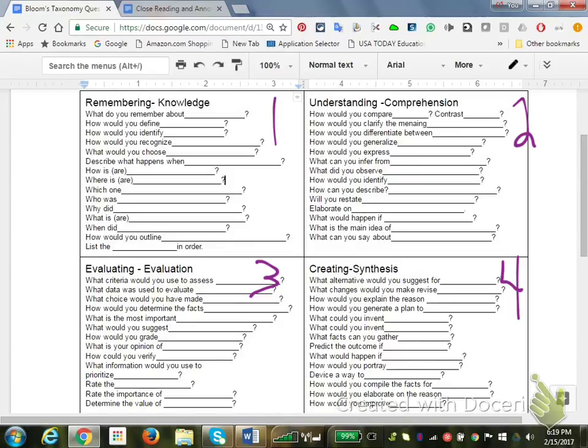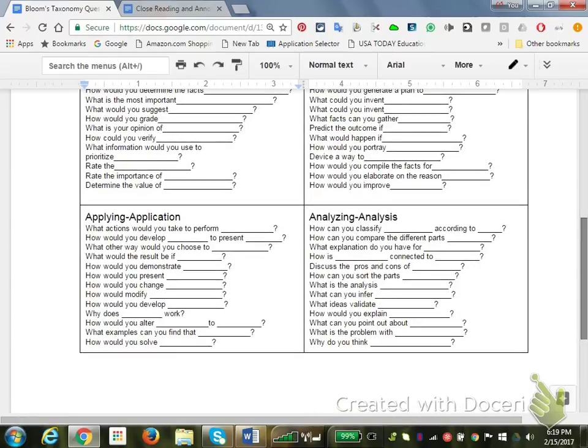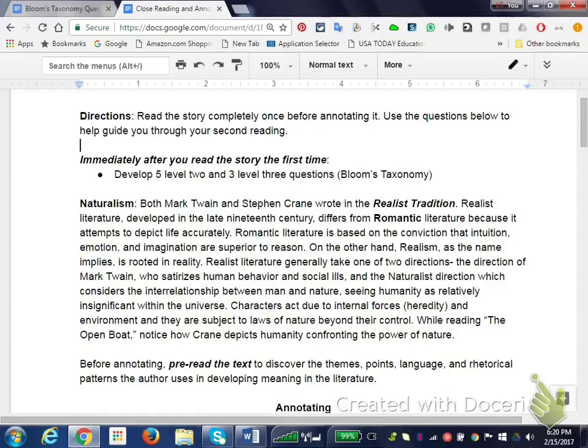However, it's not on the screen because I need to scroll down, which I'll go ahead and do right now, to show you 5 and 6. We have applying and analyzing. This one was 3, this one was 4. Just so you can get familiar with this information. For this process, we're going to go back to the close reading and annotation guide, and we're going to develop 5 level 2 questions and 3 level 3 questions.